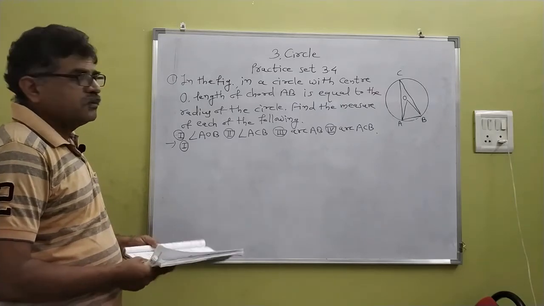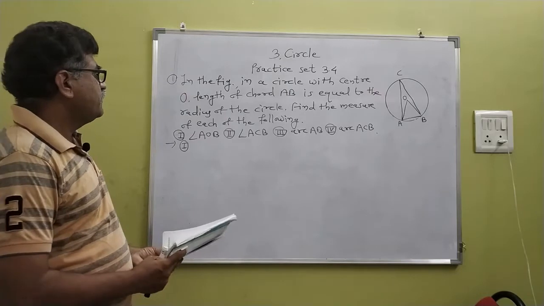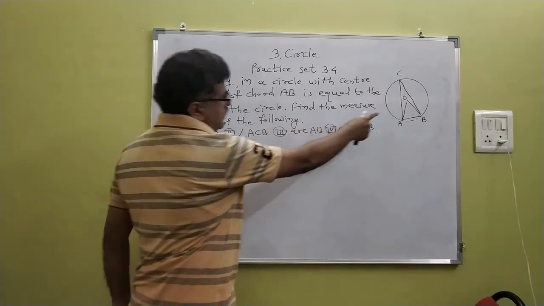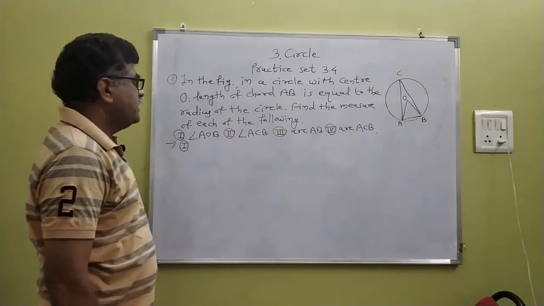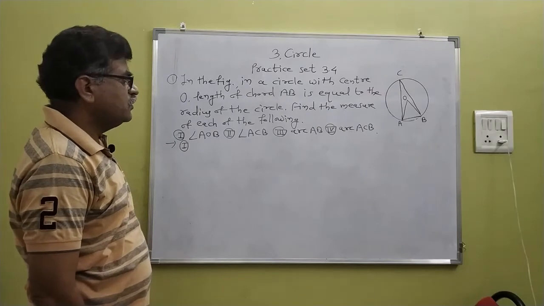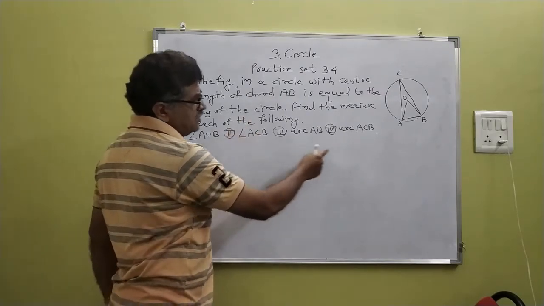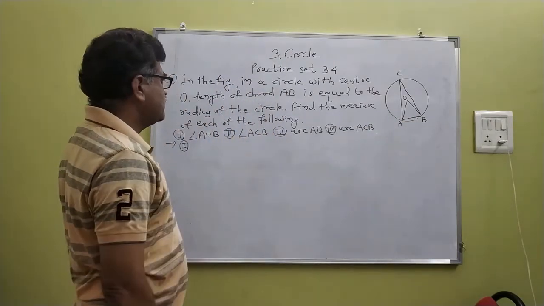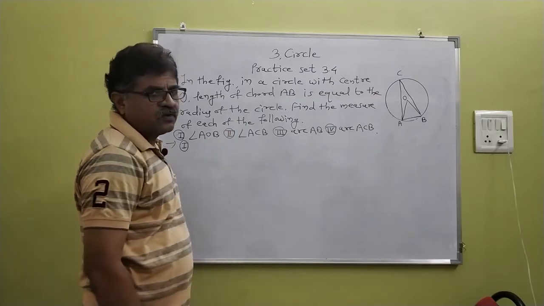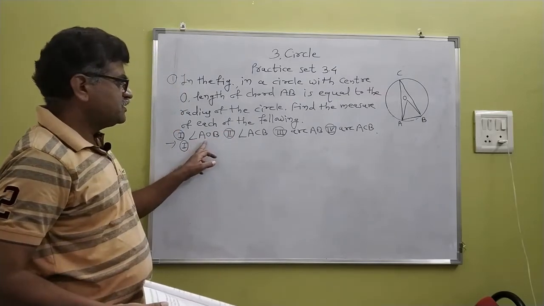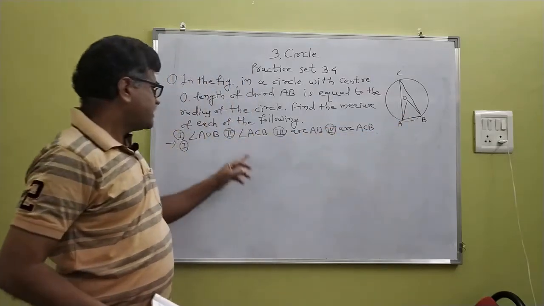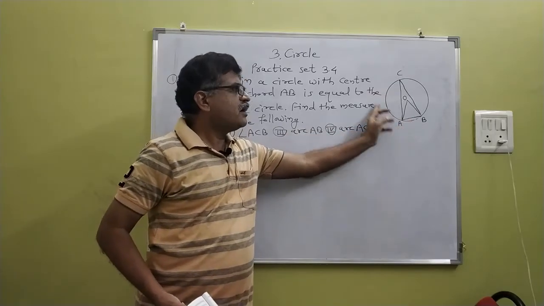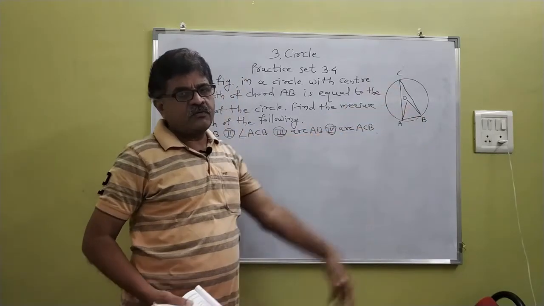Now here, the first example is: in the figure, in a circle with center O, the length of chord AB is equal to the radius of the circle. Find the measure of each of the following. We have to find first angle AOB, second angle ACB, arc AB and arc ACB.